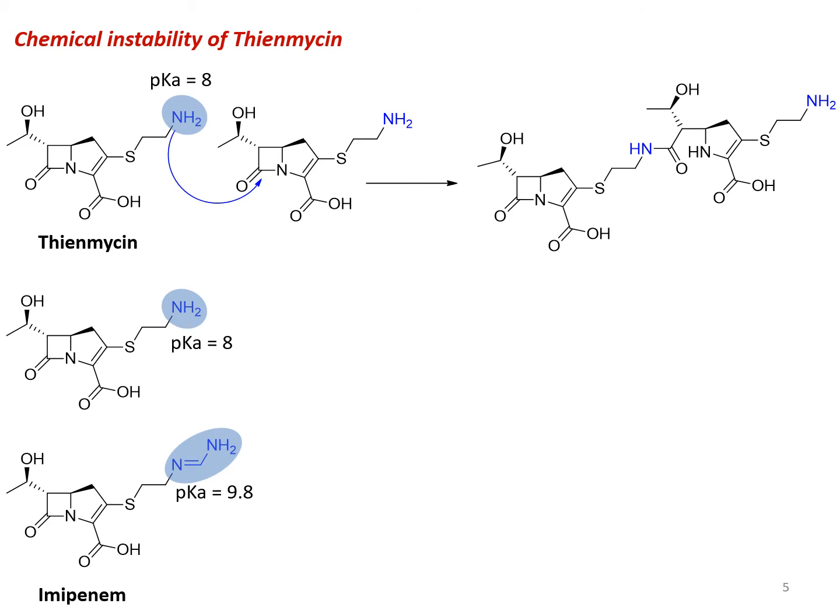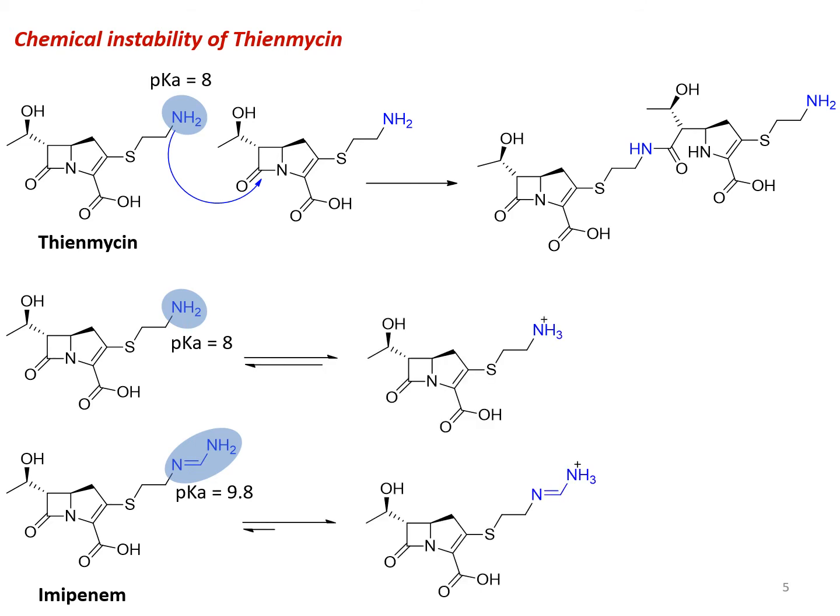This problem was solved structurally by transforming the primary amine in thienamycin to the more basic amidine, as seen in imipenem. Imipenem is much more stable because the percent of molecules protonated at equilibrium would be more, which means that fewer neutral nucleophilic imipenem molecules that are responsible for deactivating the beta-lactam are present.